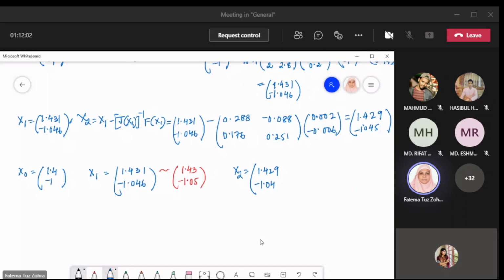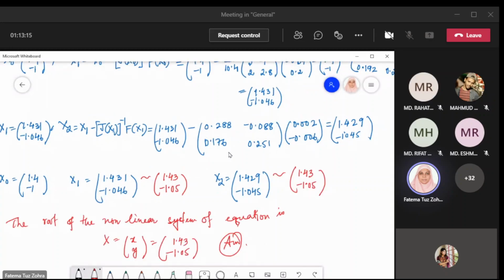So is that what you get? Ma'am, I got minus 1.0447 in the lower part. Where did you make the mistake? Your fx1, do you get the same value of fx1? Yes, ma'am. Inverse of Jacobian, is it okay? Yes, ma'am. Then just check the multiplication.